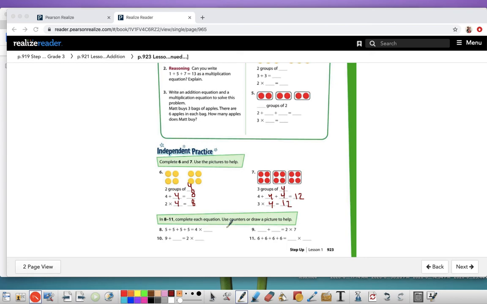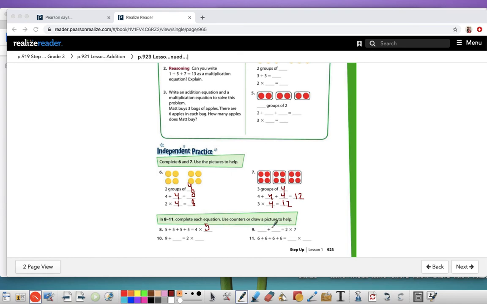Now, it says in 8 through 11, complete each equation. Use counters or draw a picture to help. So let's do this. It says 5 plus 5 plus 5 plus 5 equals 4 times what? So we have 4 groups. 1, 2, 3, 4 groups of what? We have 4 groups of 5. So we're just going to put a 5 in there. No counter necessary.